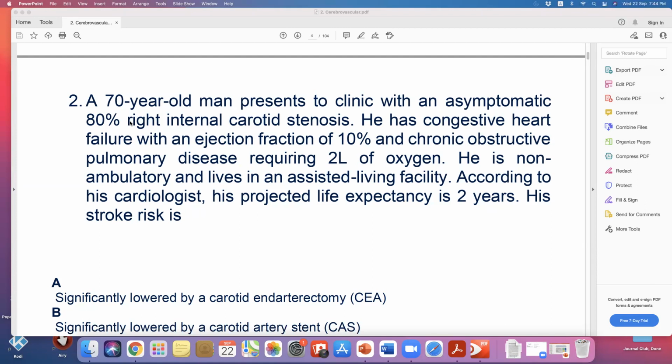So 80% is a significant stenosis, but what about intervention? Life expectancy is only 2 years. Remember the recommendations from ACAS, the Asymptomatic Carotid Atherosclerosis Study, which is the asymptomatic carotid endarterectomy trial. The length of the study was 5 years. Remember, 5 years.